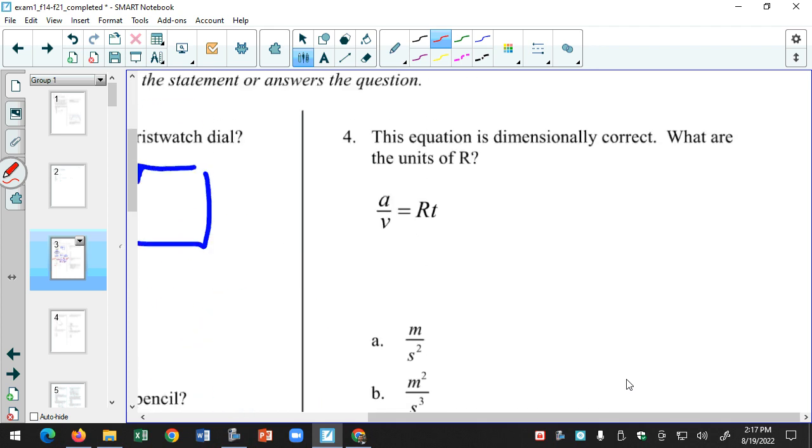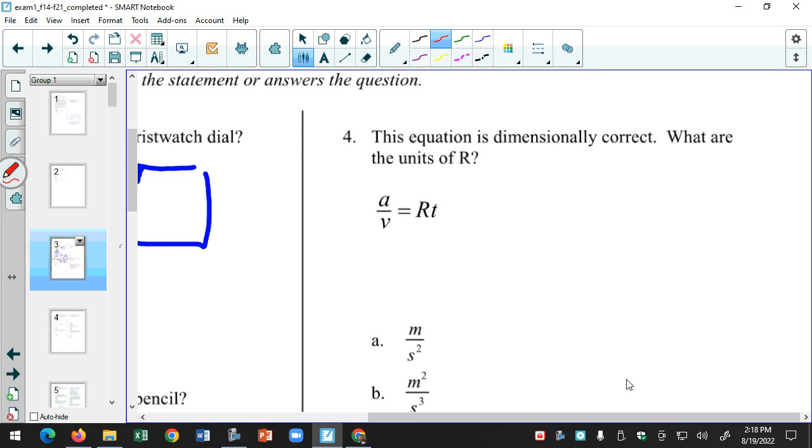The other type of dimensional analysis, and you're going to have both of these, by the way, on your quiz. You'll have one like the one we just did, and you'll have one like this, where I ask you what are the units of one of the variables. This one's actually not that difficult to solve. Well, I want to get R all by itself. What do I do to get R all by itself?